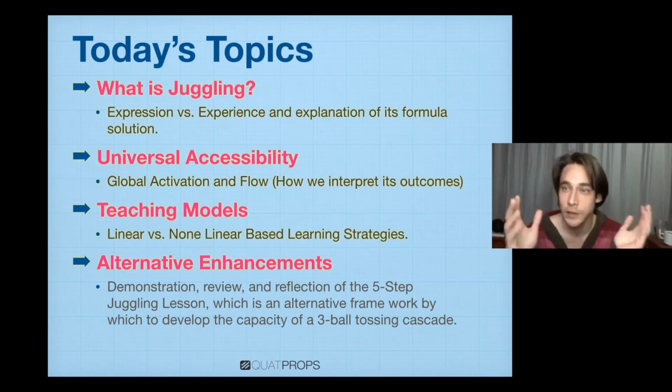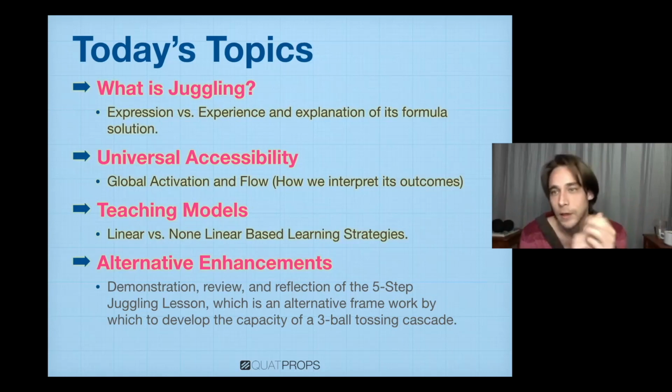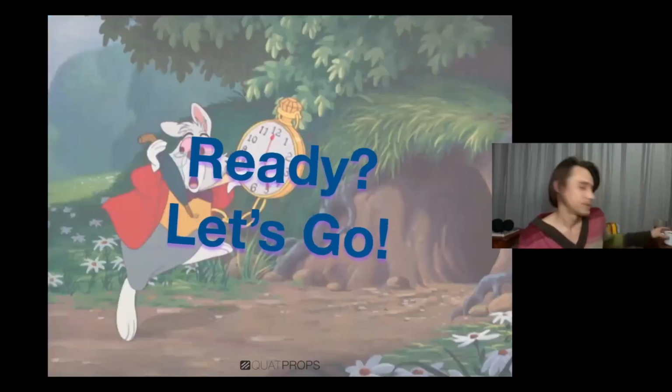We can redesign juggling itself to be inclusive for everyone, but in particular, this 3-ball tossing cascade lesson that everyone assumes is the start point of juggling. We're going to be taking a look at that and using it as a model to apply this conversation that we're having. Ready? Let's go.